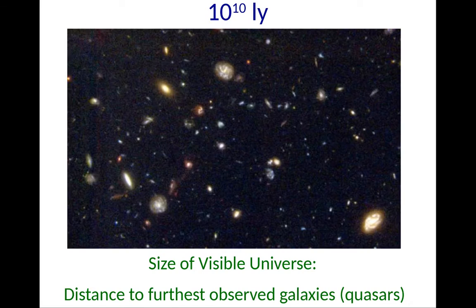At 10¹⁰ light years, this is the distance light travels in 10 billion years, which is roughly the age of the universe. It took light almost the entire age of the universe to reach us. This is the size of the visible universe. Light can't reach us from distances further away than the amount of time it has had to travel here. So this is the size of the visible universe, and the furthest observed systems that we can see typically are quasars or extremely distant galaxies.